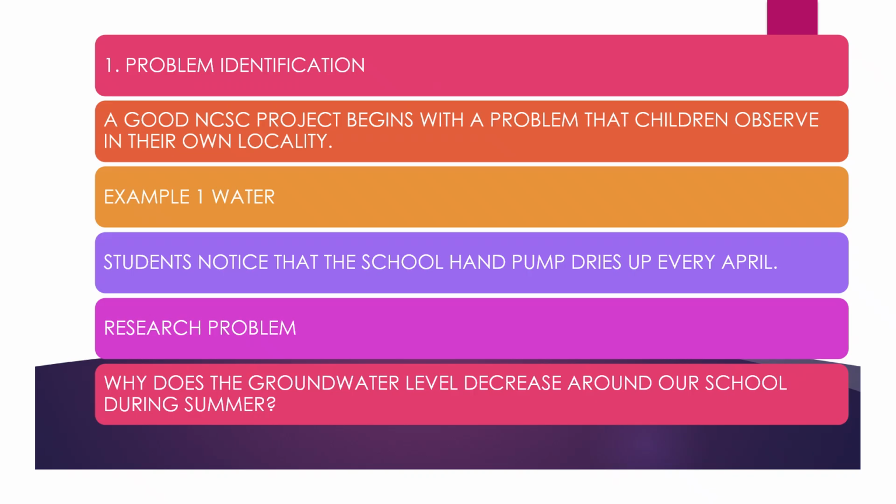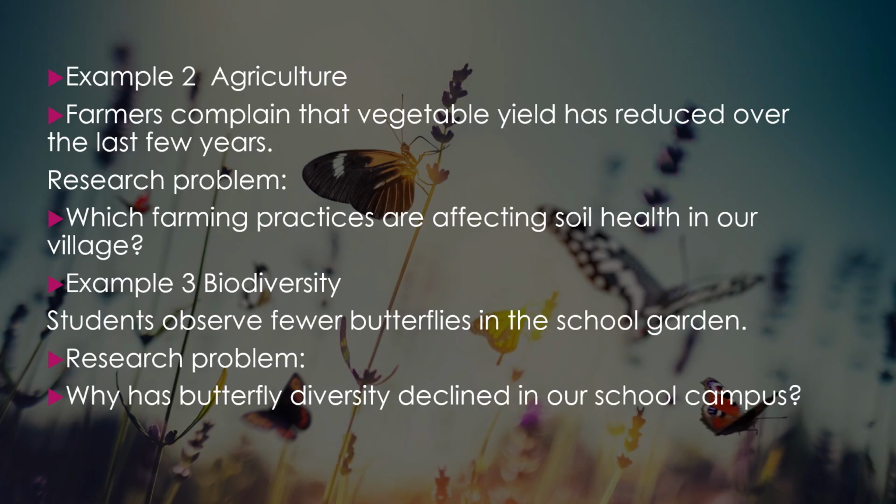Problem identification. A good project begins with a problem observed in the student's own locality. For example, a hand pump drying up every summer, reduced crop yields, or fewer butterflies in the school garden. Each observation can be transformed into a meaningful research problem. The research problem could read, which farming practices are affecting soil health in our village? Or why has butterfly diversity declined in our school campus?